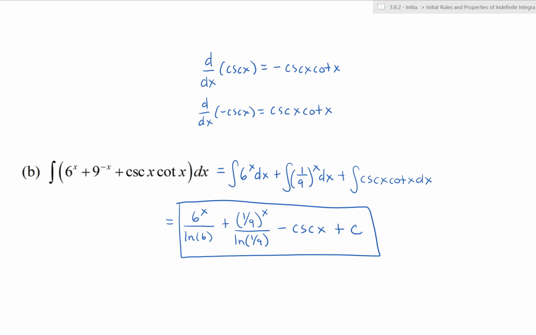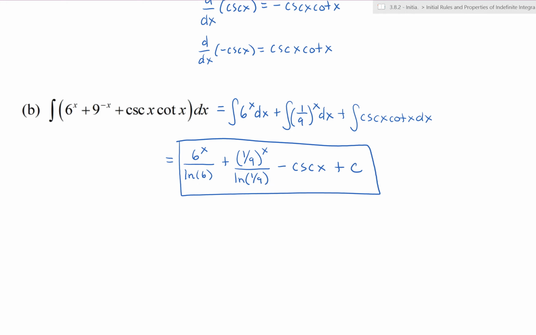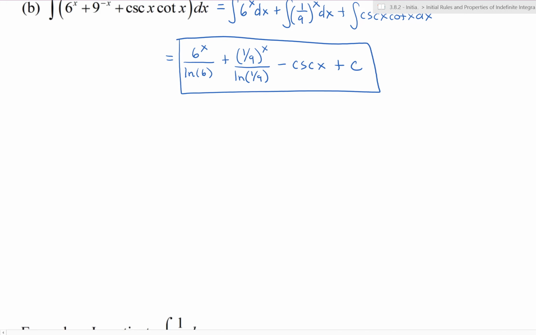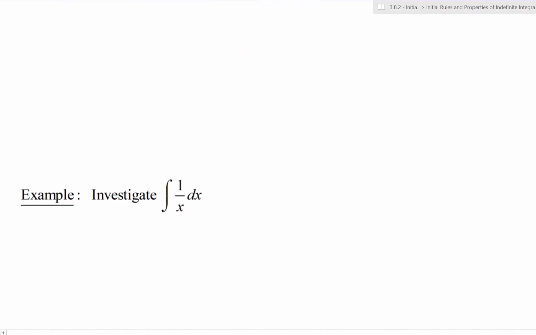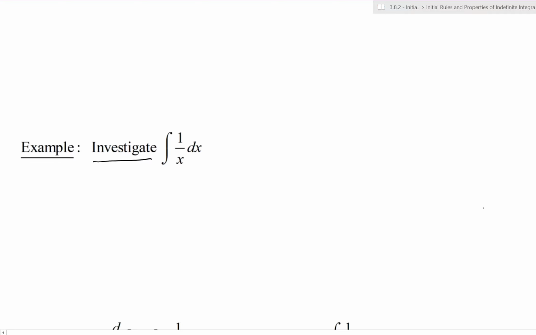Lots of good stuff so far. And we've talked about a lot of the functions we know we can find antiderivatives of so far in this video. However, there is this one situation that I want to finish the video off with, which has to do with this integral right here, the indefinite integral of 1 over x dx. We are asked to investigate this. We are detectives now. Let's figure this out.